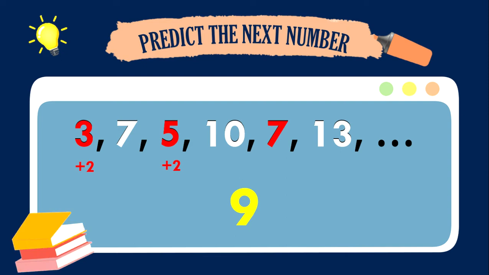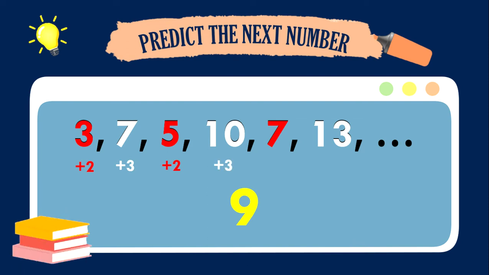And then for the even terms, 7, 10, 13. Notice that it increased by 3. 7 plus 3, that's 10. 10 plus 3, that's 13. So as you can see now, we need to identify the seventh term, the next odd term. All we need to do is add 2. So 7 plus 2 will obtain the value of 9. So the next term after 13 is 9.